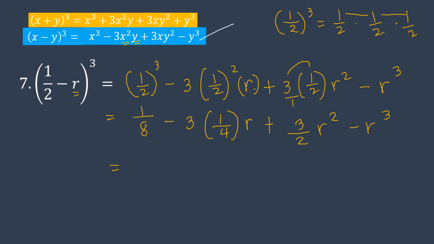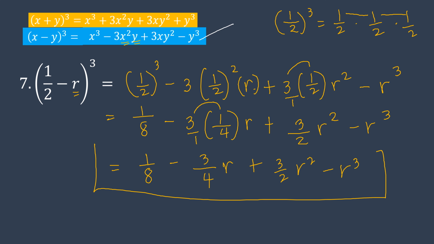So I think there are still terms that need to be simplified. Okay, the 1/8 will be rewritten. And then again, understood that there is a 1 in there. So we have 3 times 1 is 3 and 1 times 4 is 4. Then you just attach the r and the 3 halves r squared minus r cubed. And so far, this is our final answer, and that is the product in number 7.